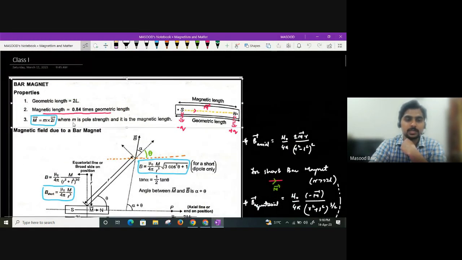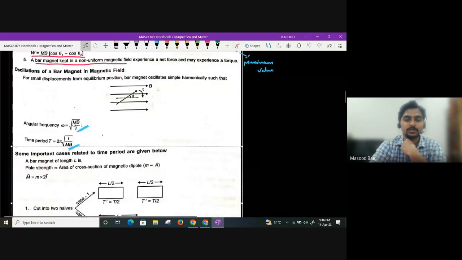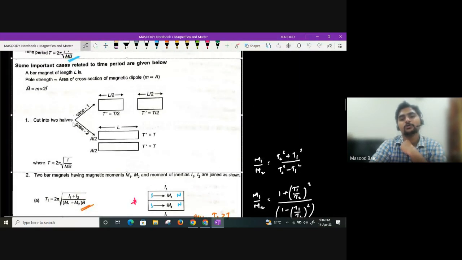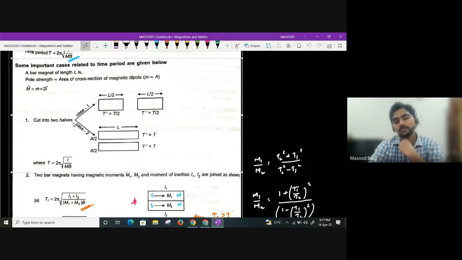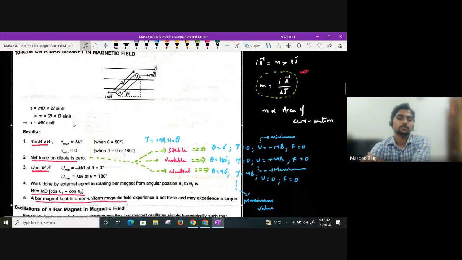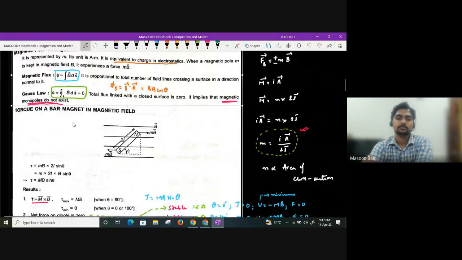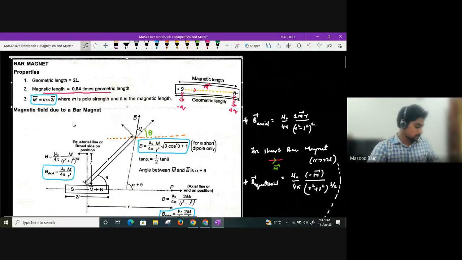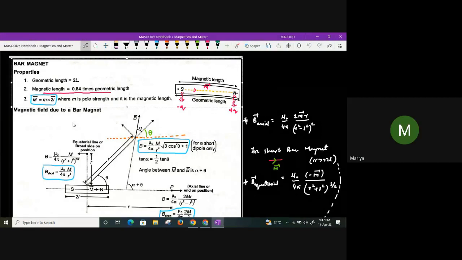Any doubts in the review of magnetism and matter? Whenever you are slicing the bar magnet horizontally, time period of each part will remain the same. When you are slicing it vertically, time period will get reduced by 2 times or n times. Okay, is that clear, all of you?